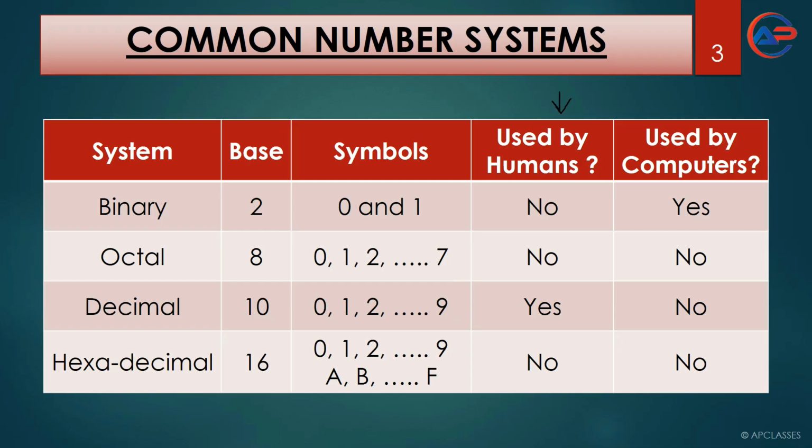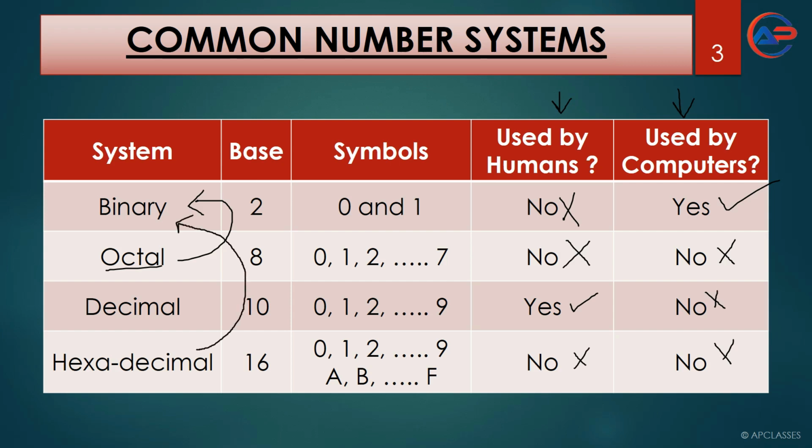And you can look at this column. Binary number system: used by humans? No, we don't use the binary number system. It is used by computers. The octal number system is nowadays no more used by humans, neither is it used by computers. Even if you write something in octal, it will get converted to binary. The decimal number system is used by humans, yes, but it is not used by computers, because a computer can only understand the binary number system. Next, coming to the hexadecimal number system, we humans don't use it, neither do computers. Anything you write using hexadecimal will automatically get converted to binary, right?